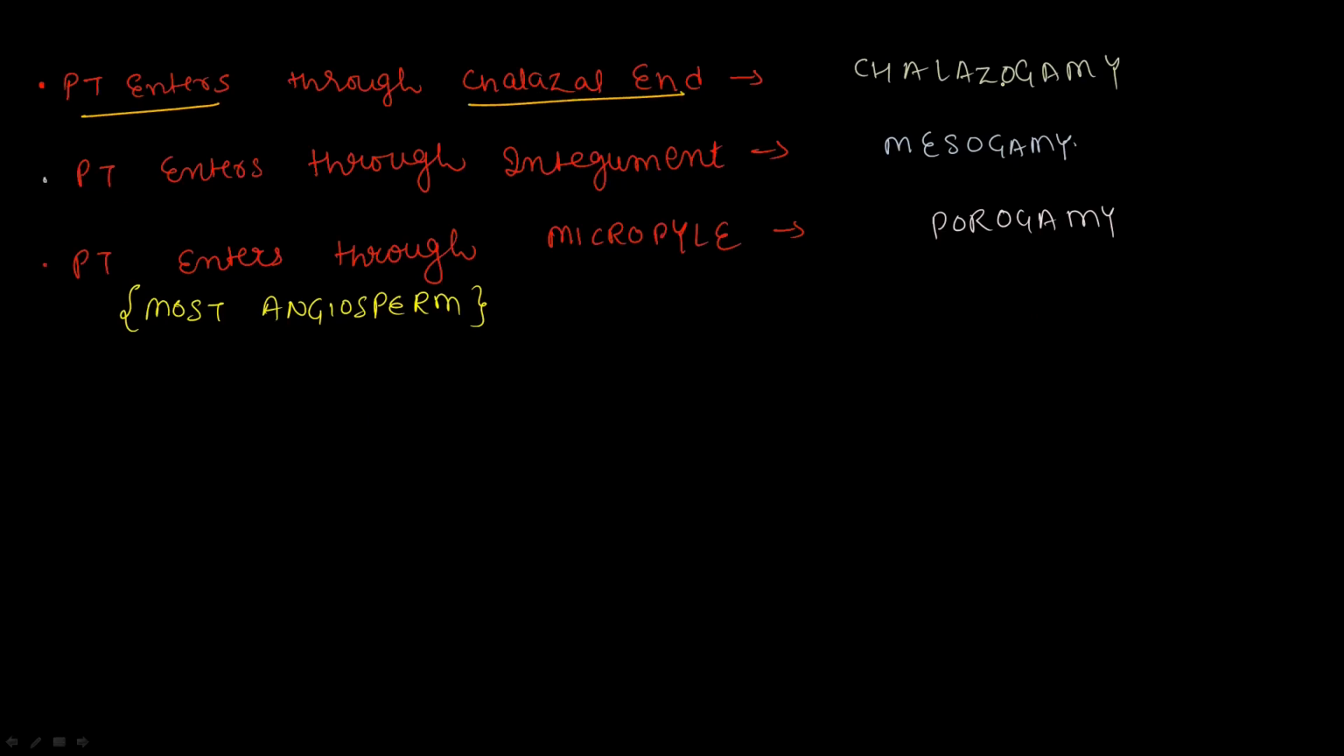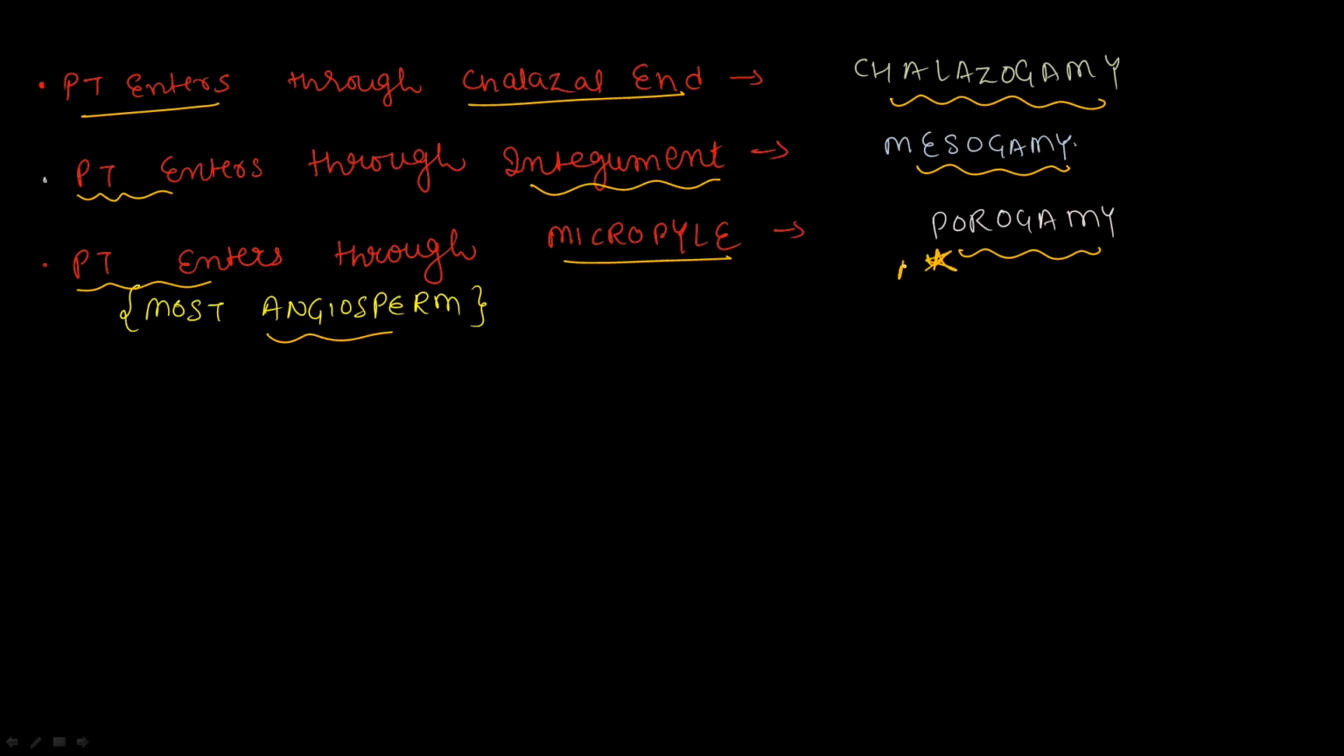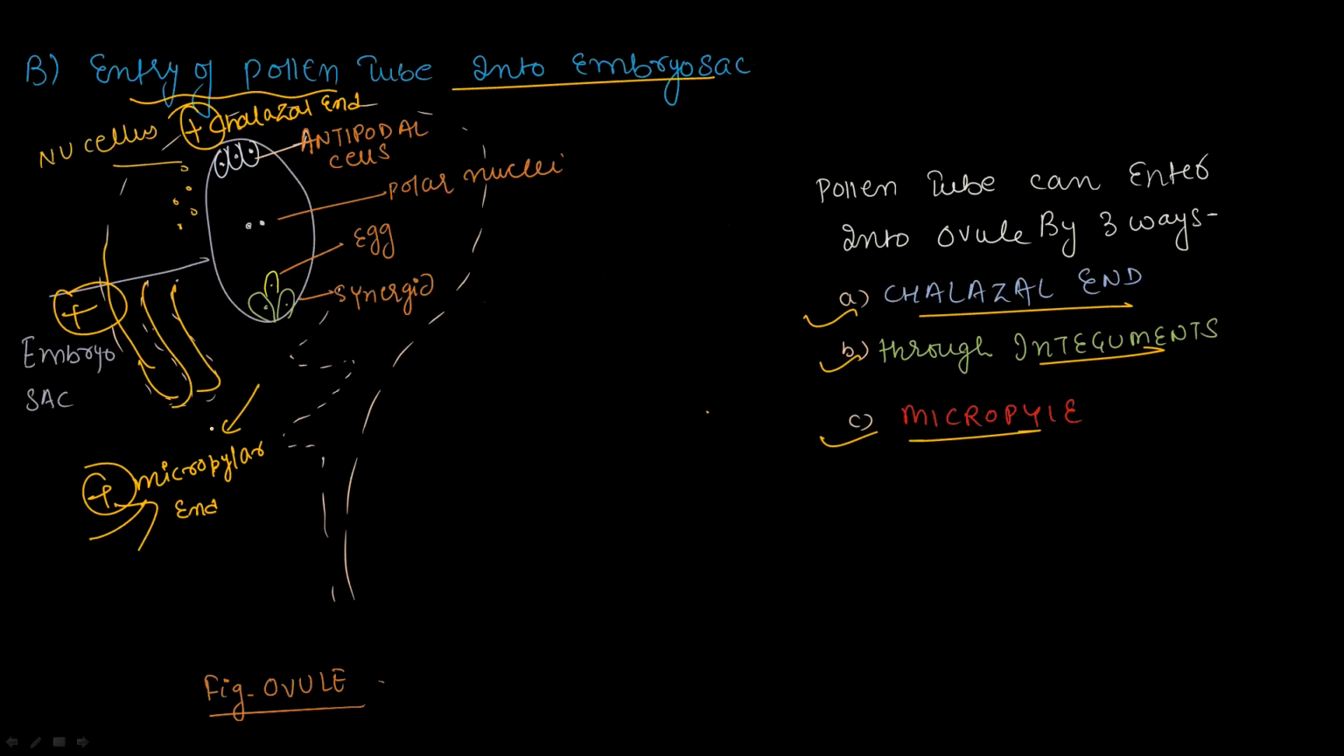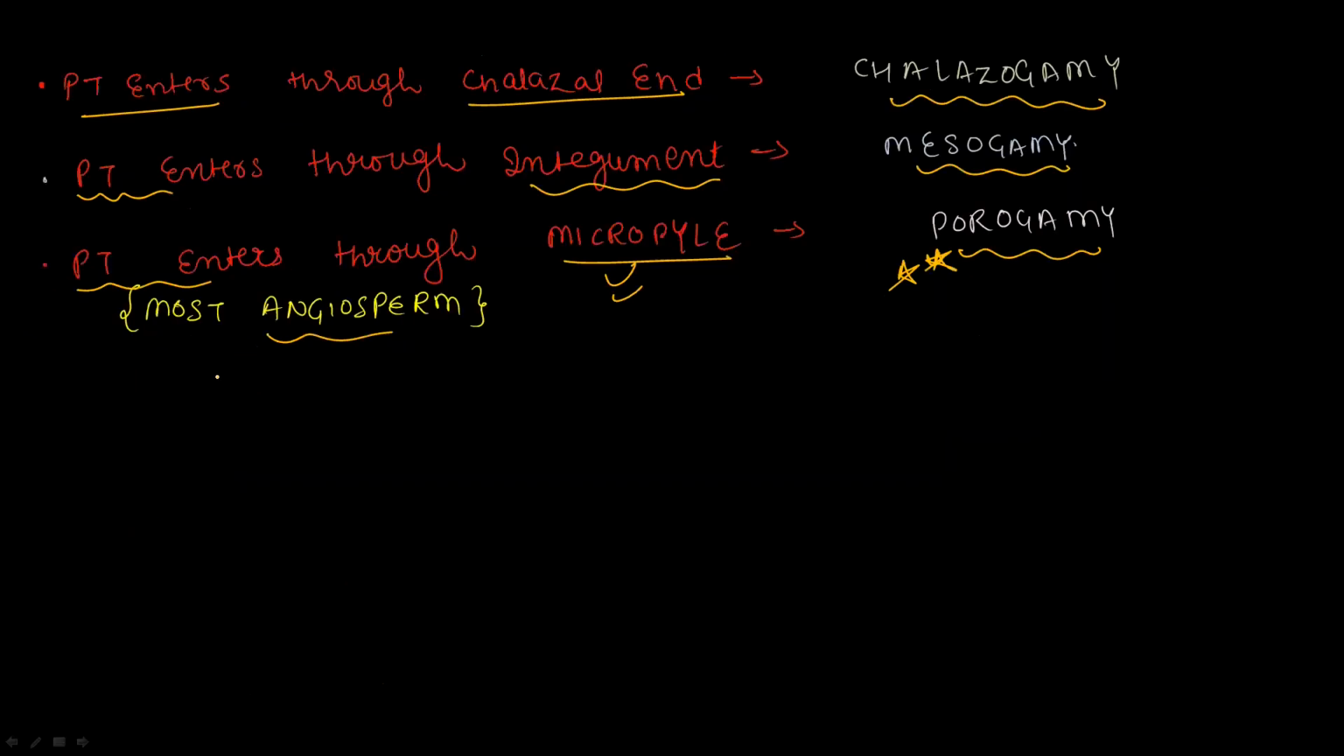If the pollen tube enters through the chalazal end, this is known as what? Chalazogamy. And if the pollen tube enters through the integuments, this is known as what? Mesogamy. And if the pollen tube enters through the micropyle, this is known as what? Porogamy. In the majority of angiosperms, porogamy is seen, that is, through the micropylar end. And this is the micropylar end. So in the majority of cases, the pollen tube enters in this way.